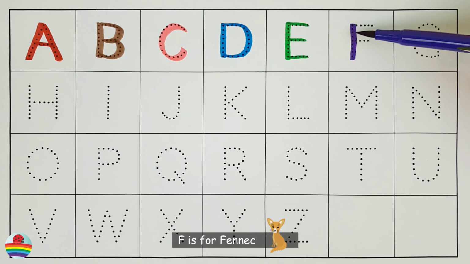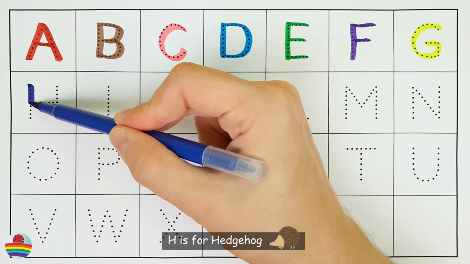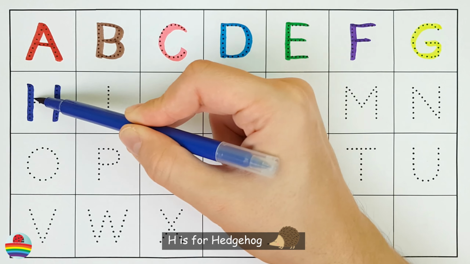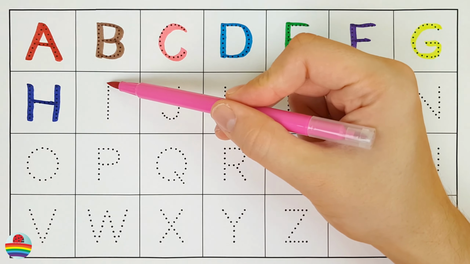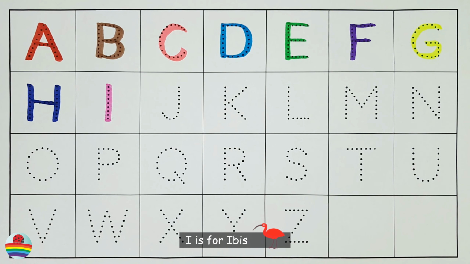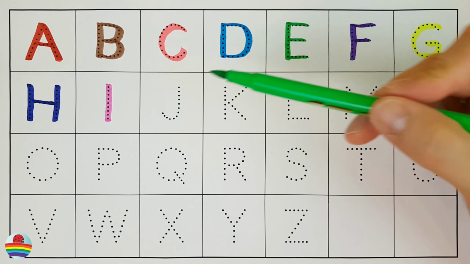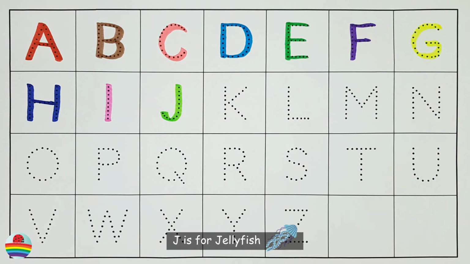F. F is for fennec. G. G is for gorilla. H. H is for hedgehog. I. I is for ibis. J. J is for jellyfish.